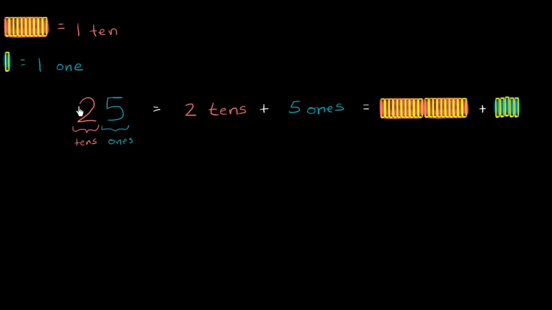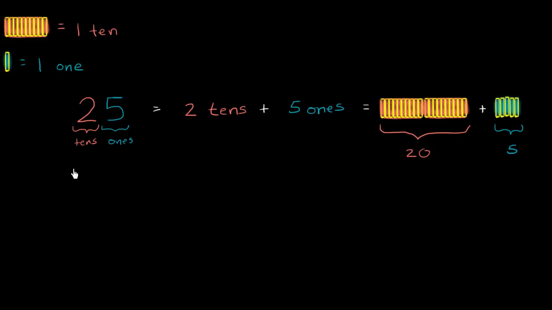This 2 is in the tens place. The 5 is in the ones place. So 2 tens plus 5 ones. So you could view this as 2 groups of 10 plus 5 ones right over here. And what is this going to be the same thing as? Well, 2 groups of 10, this is the same thing as 20. And this over here is equal to 5. So once again, all ways to represent 25.